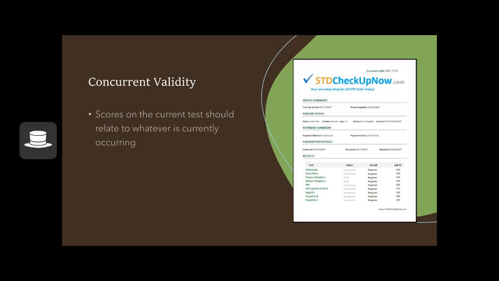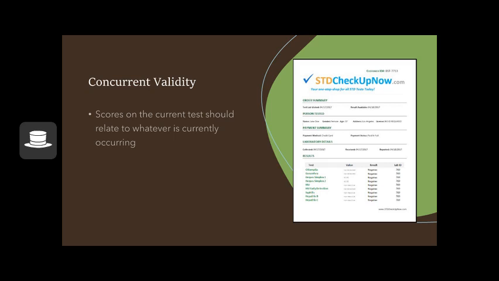Now, think of a pregnancy test, right? So before we talked about fertility tests, pregnancy tests tell you if you are pregnant right now. Fertility tests tell you whether or not you are likely to become pregnant in the future, right? Pregnancy tests, you're looking for high concurrent validity. Fertility tests, you're looking for high predictive validity, right? So some tests, you're trying to measure something as it's happening right now. Other tests, you're trying to predict some future thing, right?